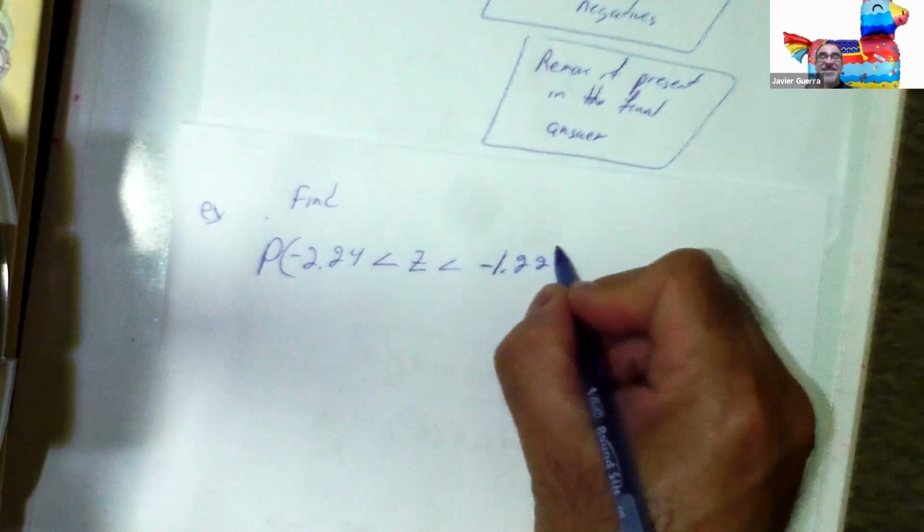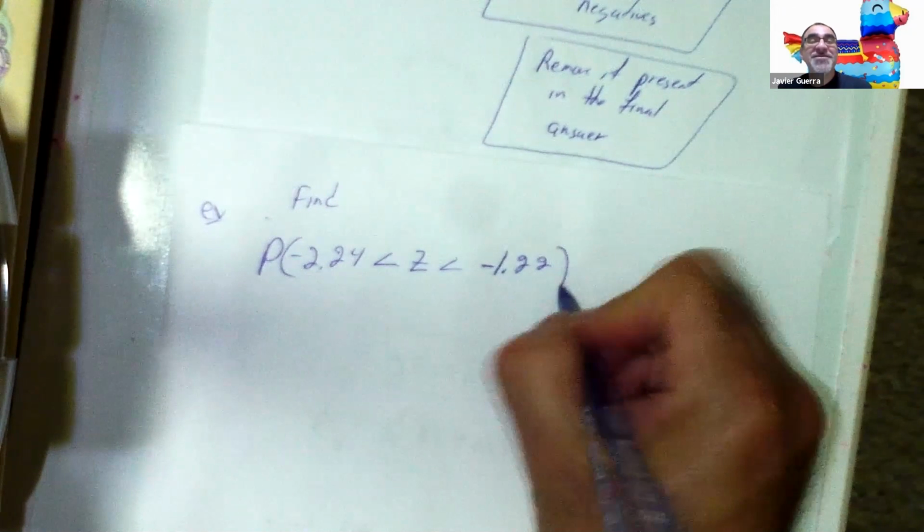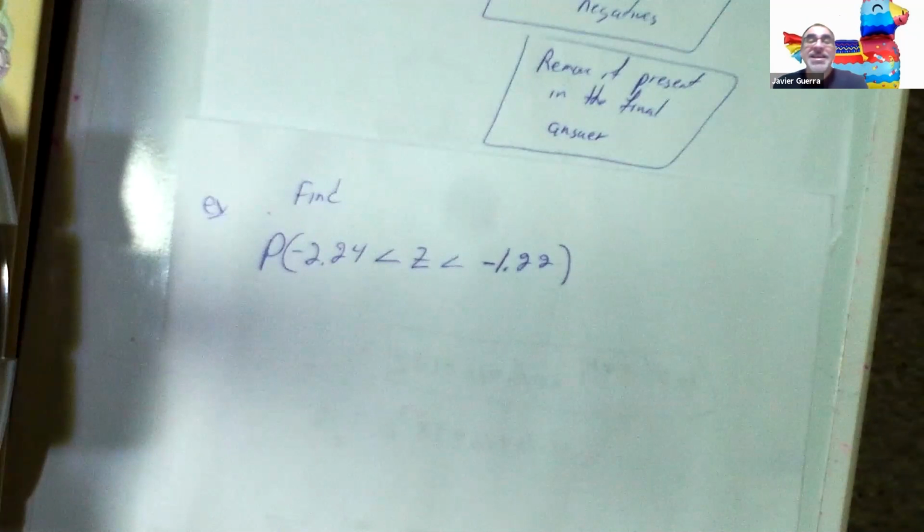All right, we'll do negative 2.24 less than z is less than negative 1.22. All right, cool. Excellent.